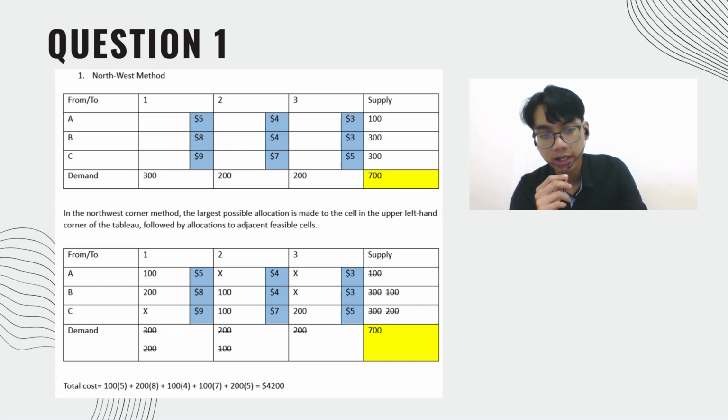So that's for the northwest corner method, but we need to find an optimal solution. So we're moving on to the optimal solution, which is the MODI method. Next slide.